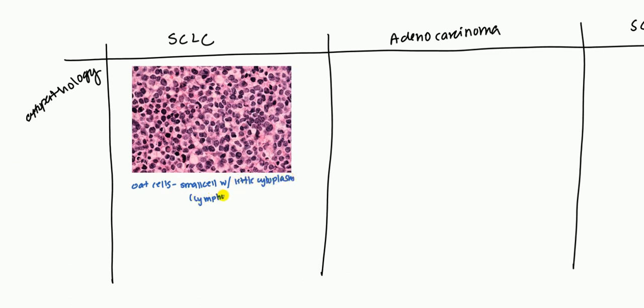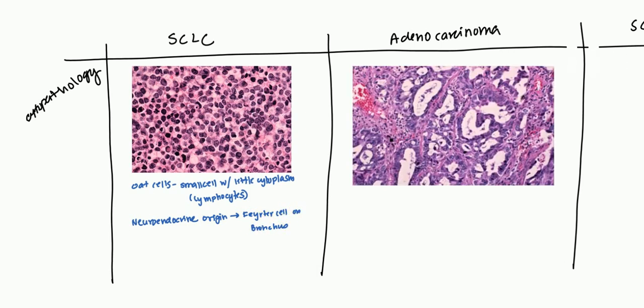So they tend to look like lymphocytes. If you look at these cells here and try to look for cytoplasm, you'd be very hard pressed to find it. What is the origin of the cells? These are of neuroendocrine origin, specifically from a cell called the Kulchitsky cell. These cells are found on the bronchus, and that's why small cell carcinoma is more common in the central area, the bronchus area, than peripheral.